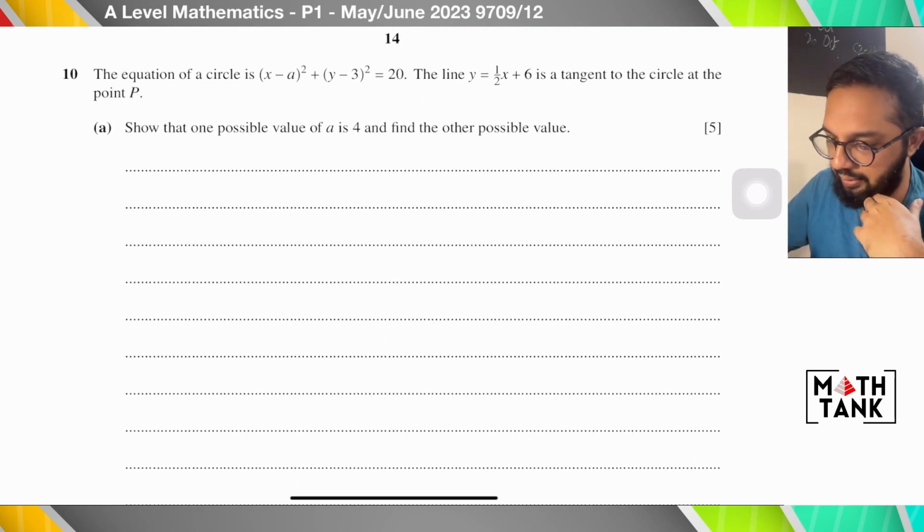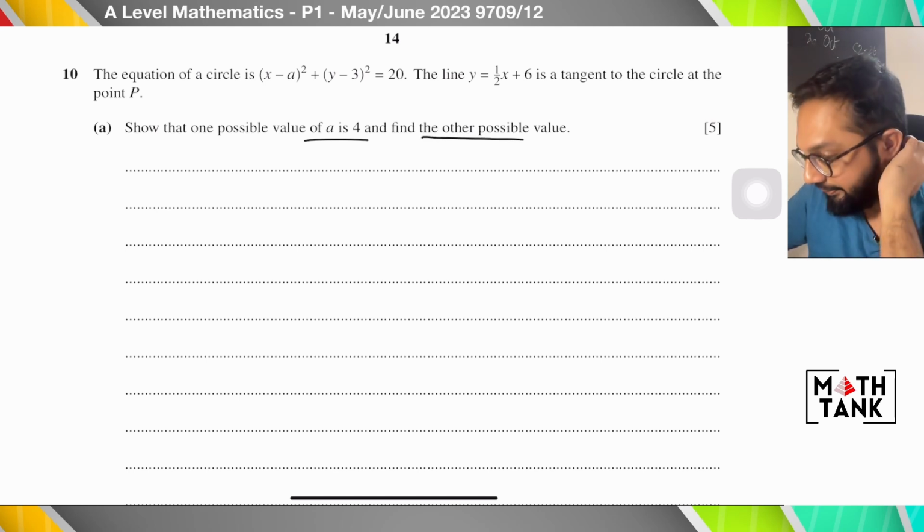Okay, let's look at this. The equation of a circle is this. The line y equals half x is tangent to the circle at the point P. Show that one possible value of a is 4 and find the other possible value.